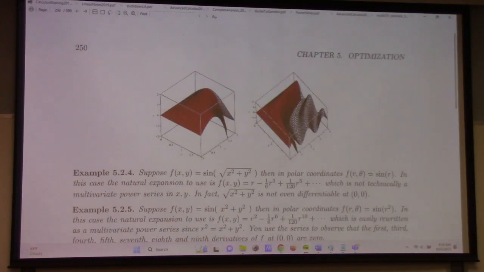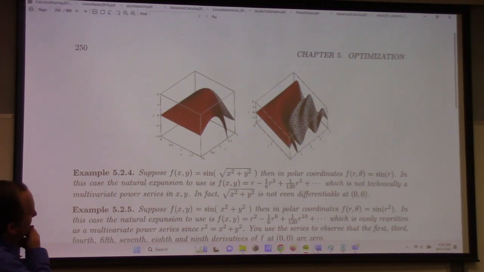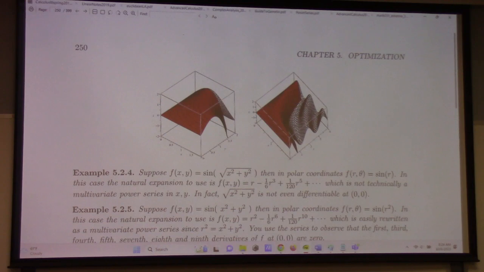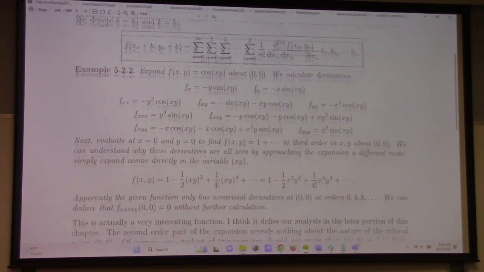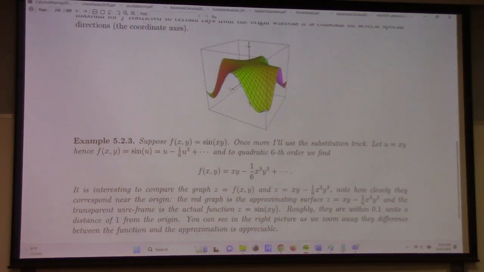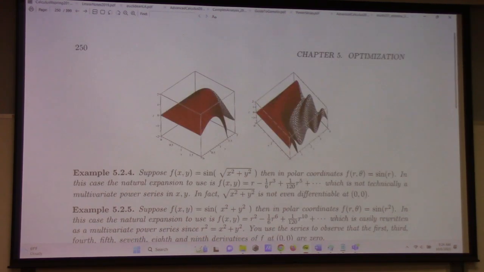Now, here's a picture of it. What you're looking at right now, I believe, is that one. I really should put captions on things, right? All right, so yeah, that's the graph of the sine of xy function. Let me just try to explain the picture. The red is the approximating surface, and the actual function is the transparent wireframe.